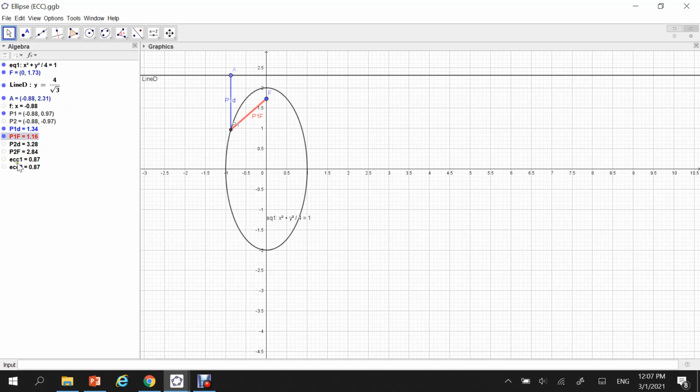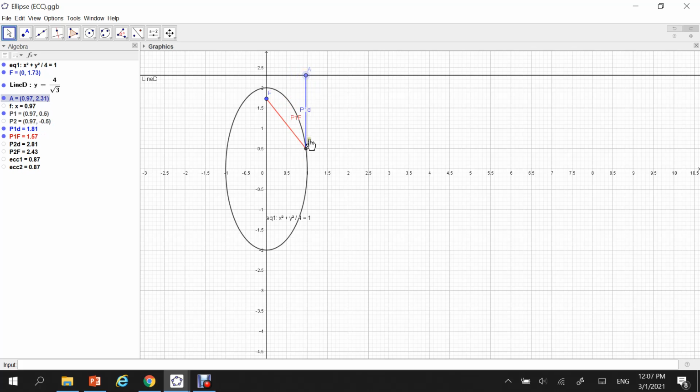Now for this particular point, it seems that the eccentricity is 0.87. But I'm going to show you that no matter where P1 is, as long as it is along this ellipse, your eccentricity is going to be constant. Now notice that the values of P1D and P1F keep changing, but your ECC1, which is the eccentricity, does not change.